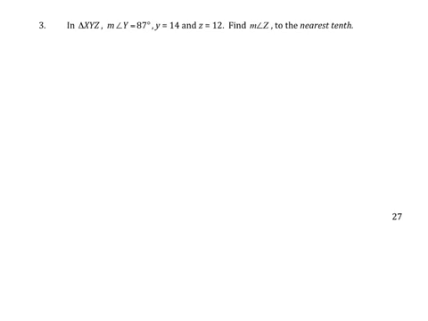In triangle XYZ, go ahead and draw the picture and label it. The measure of angle Y is 87. The side across from it is 14, and the side across from angle Z is 12. Find the measure of angle Z to the nearest tenth.